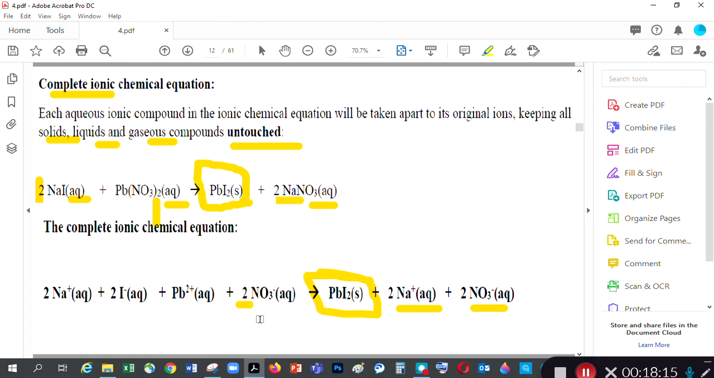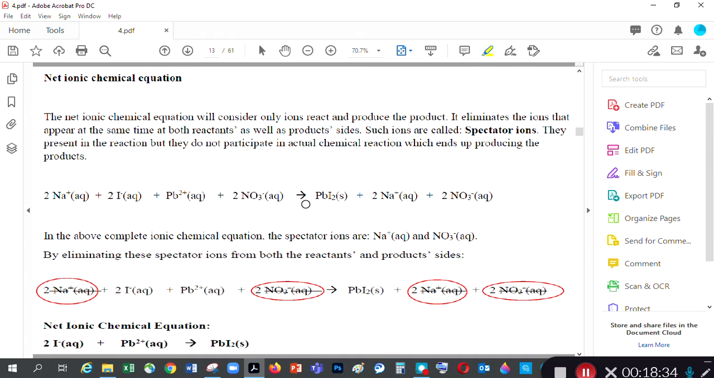So I took all the ions, all the chemical compounds, and took them apart into their corresponding ions, leaving the solid here untouched. If I have a liquid, I will leave it untouched. If I have a gas, I will leave it untouched. So further, now we'll come to the net ionic chemical equation.